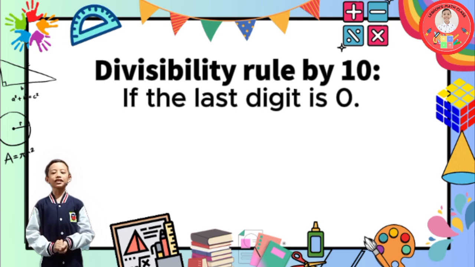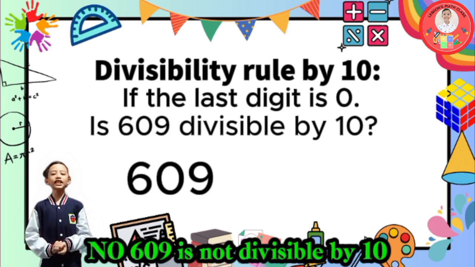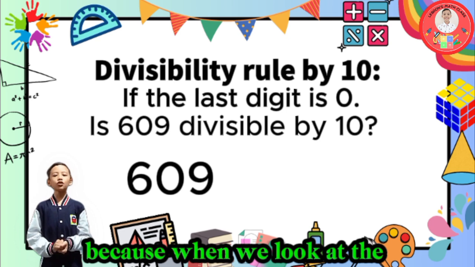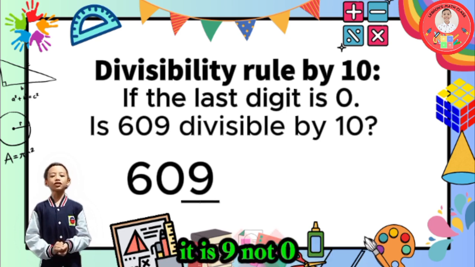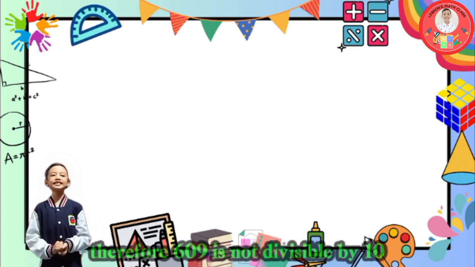Divisibility rule by 10. If the last digit is 0. Question: Is 609 divisible by 10? No, 609 is not divisible by 10. Why? Because when we look at the last digit of 609, it is 9, not 0. Therefore, 609 is not divisible by 10.